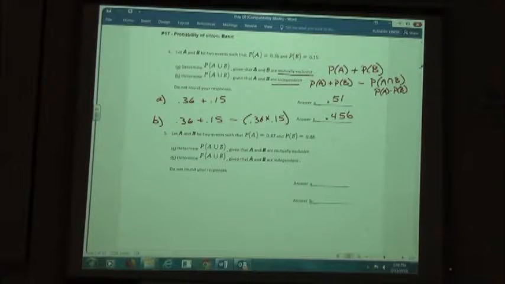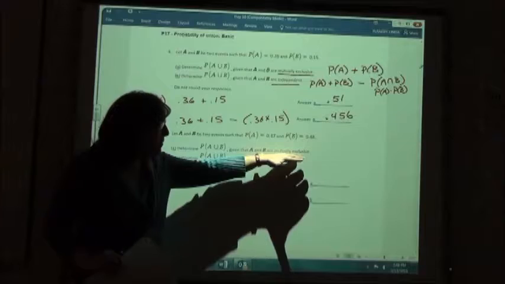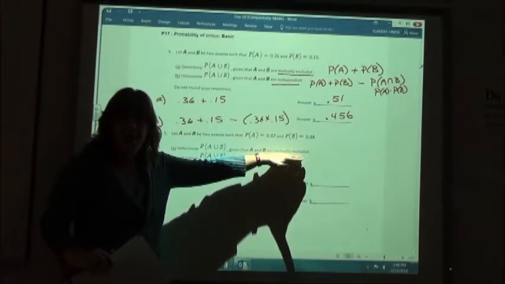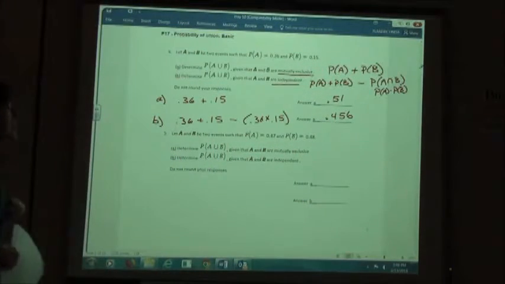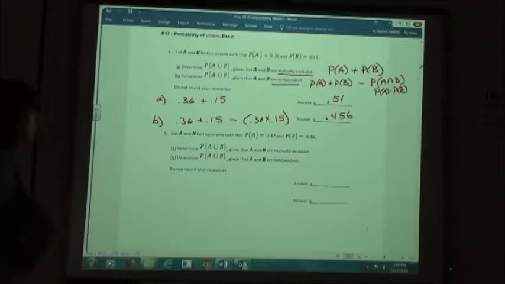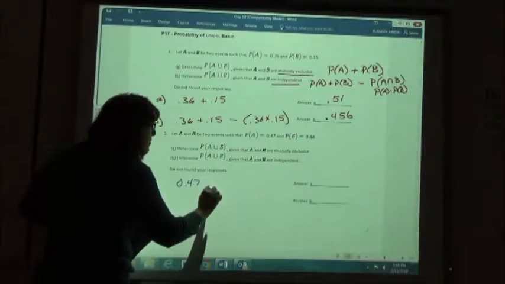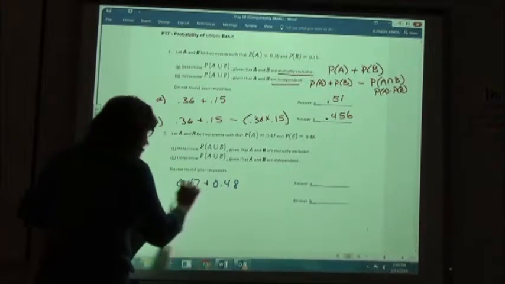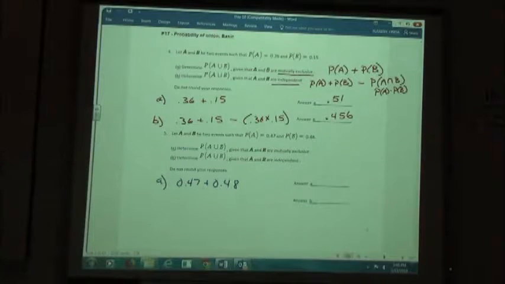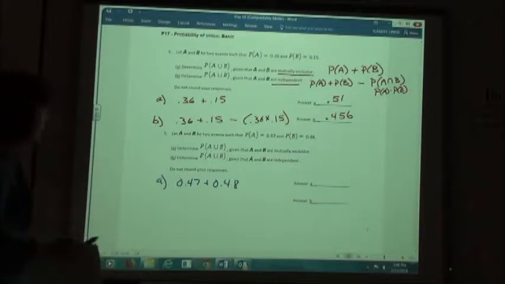Number 5 then, same kind of thing. First one is just going to be the mutually exclusive where they don't have anything in common. So I'm just going to take the probability of A plus the probability of B. So I'm going to have 0.47 plus 0.48. 0.95.